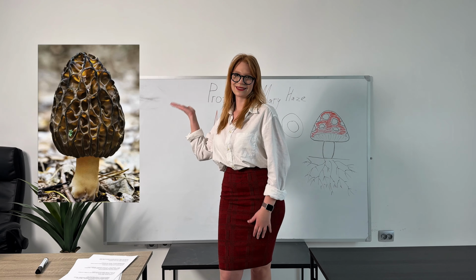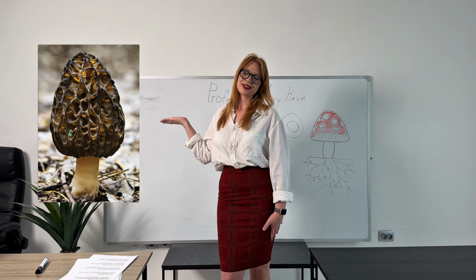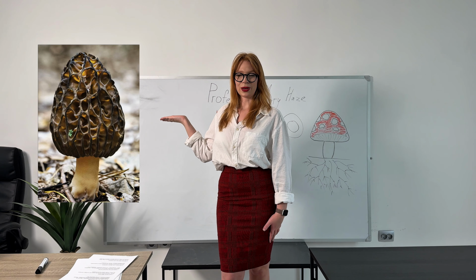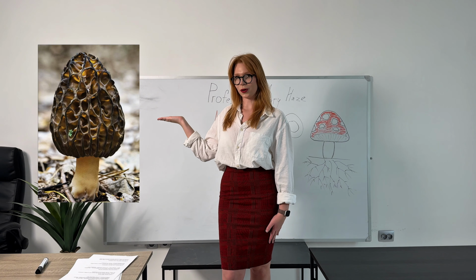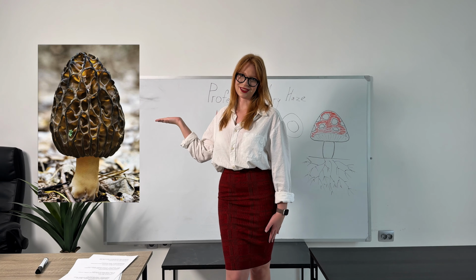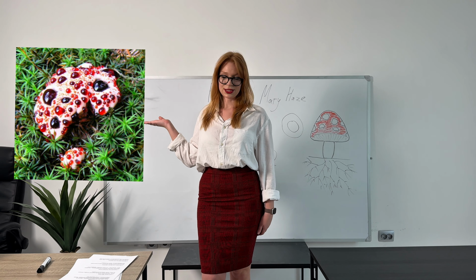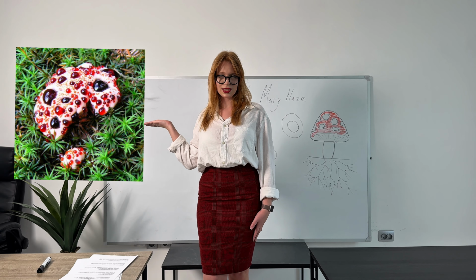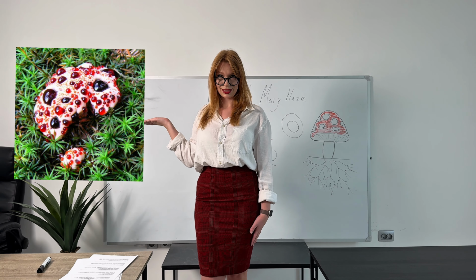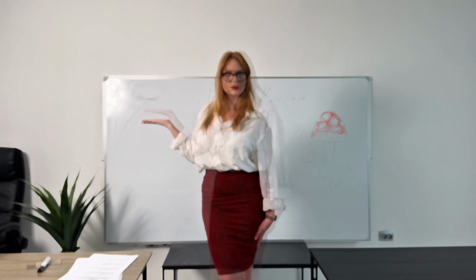So next on our list is the morel mushroom. It has a peculiar net-like shell resembling a sponge, and it is highly valued in cooking. The third mushroom is the bleeding tooth fungus. It exudes a red liquid on the surface of its cap. It looks cool. It bleeds. It's also called the bleeding tooth.